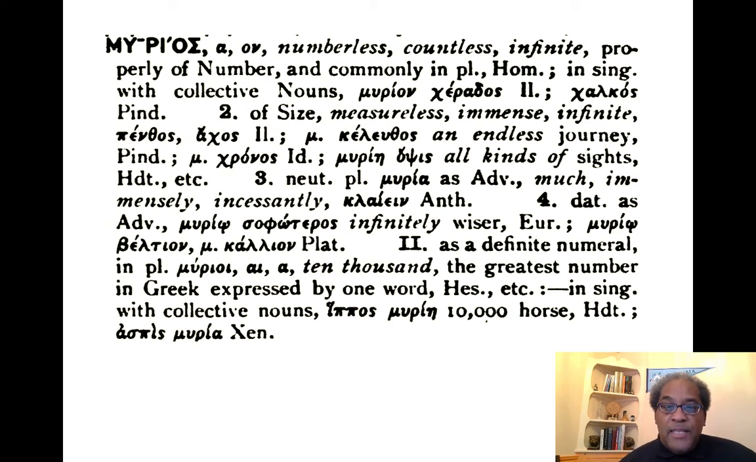Now the dative can be used as an adverb as well. So murioi sopoteros. Sopoteros is the comparative of sopos. So infinitely wiser, murioi sopoteros. And murioi beltion, infinitely better. Murion kalion, infinitely more beautiful. But as a definite number, you see the plural, murioi, murii, muria, 10,000, which is the greatest number in Greek expressed by one word. And again, in the singular, we see hippos murii, 10,000 horse, aspis muria, Xenophon, 10,000 shields.